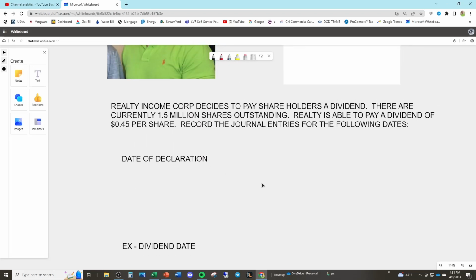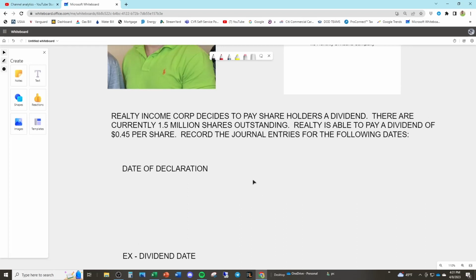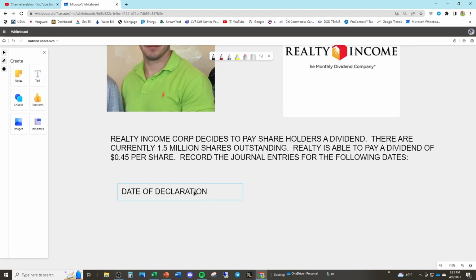The question is, which ones require journal entries? Well, first of all, the date of declaration, when the board of directors says, hey, we are officially paying a dividend. That requires a journal entry. What is that entry? It is a debit to retained earnings and a credit to dividend payable because the company has finally incurred an obligation to pay out a dividend. Why are we debiting retained earnings? We're reducing retained earnings by the amount of the dividend because the accumulated profits of the business are now coming out of the business and they're going to the shareholders.